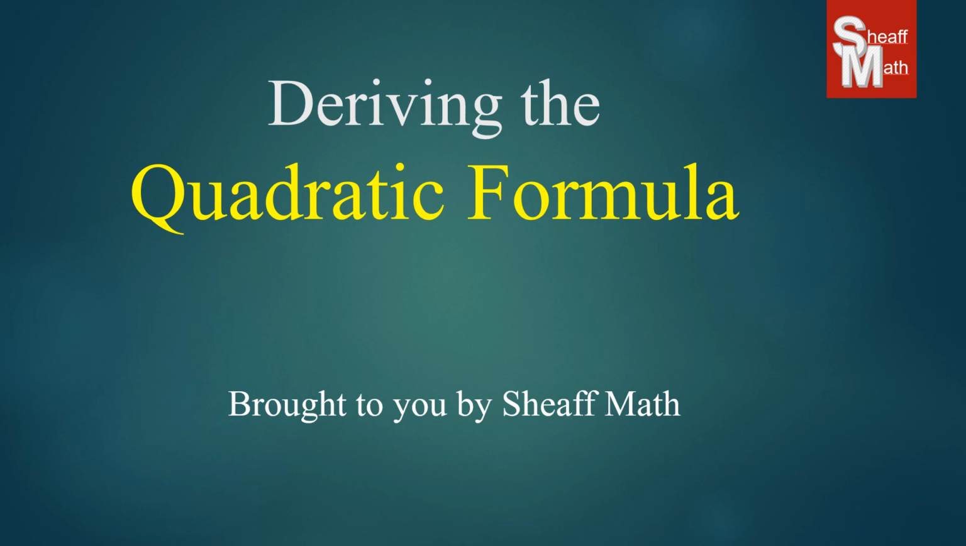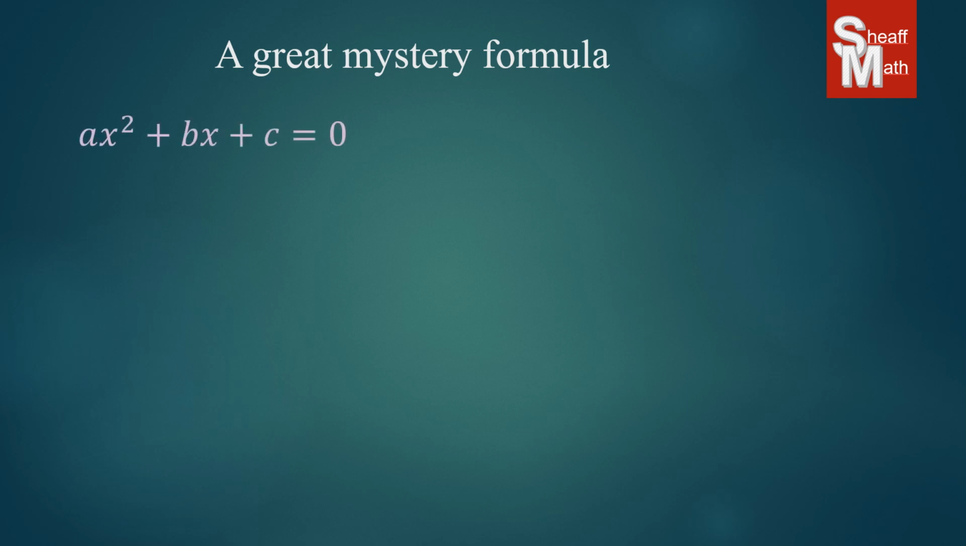In today's lesson, we're going to learn how to derive the quadratic formula. So, what about this great mystery formula? Well, if we started with the generic form of the quadratic equation, ax squared plus bx plus c equals 0, and we said to ourselves, if I could solve for x, then if I knew what a, b, and c were, I could solve any quadratic equation. And so what we're going to do is solve for x.